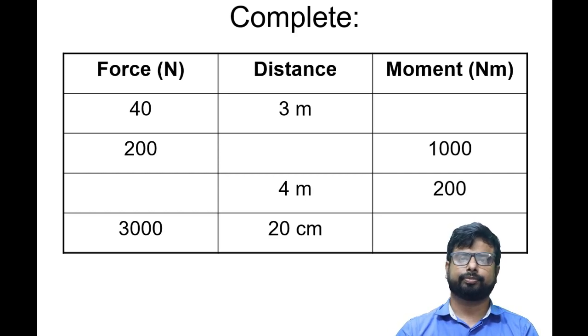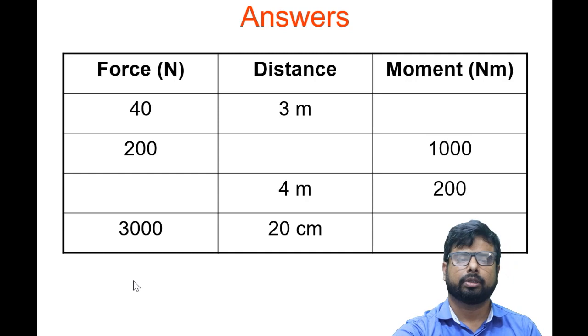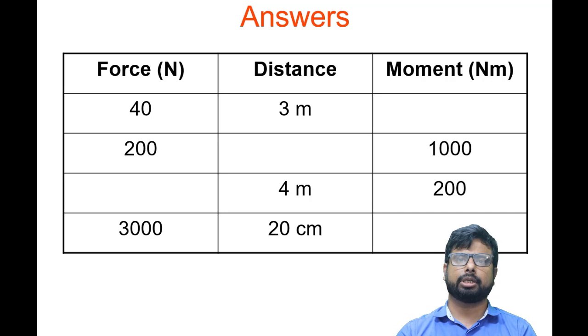Look at the diagram. There is a formula triangle here. We know moment equals force into perpendicular distance. In the first case, 40 Newton is the force and the perpendicular distance is 3 meter. So moment will be 40 into 3, so 120 Newton meter. In the second case, force is 200 Newton and moment is 1000 Newton meter. We have to find the distance. So distance will be 5 meter, because distance equals moment divided by force.